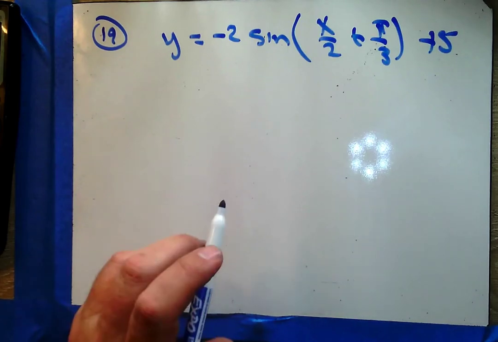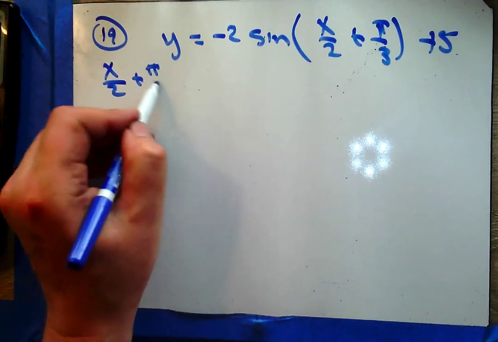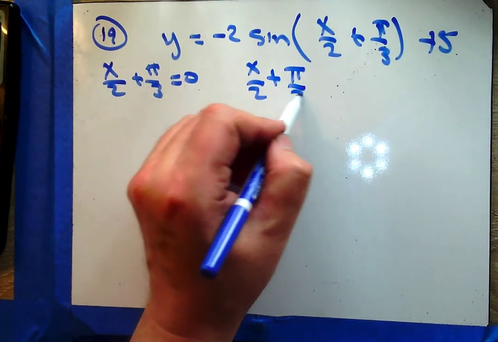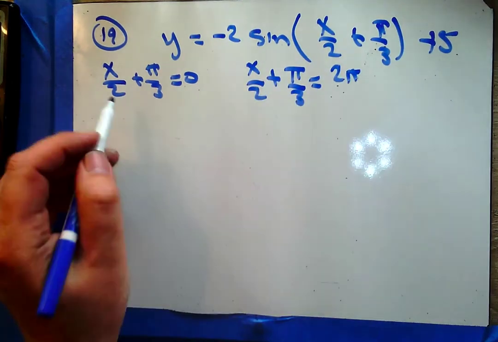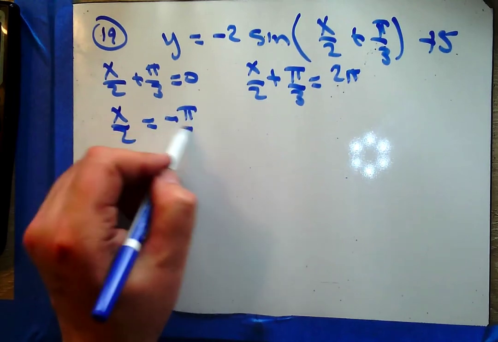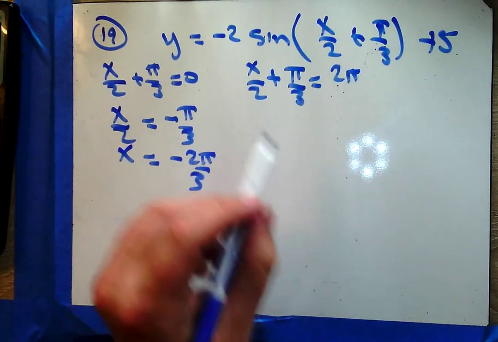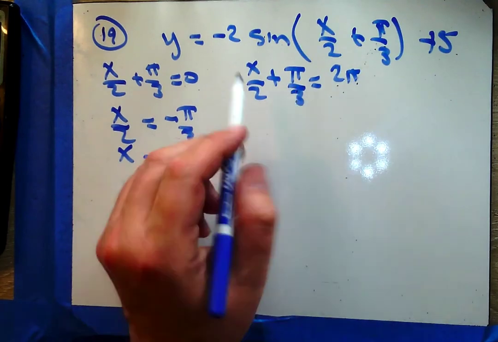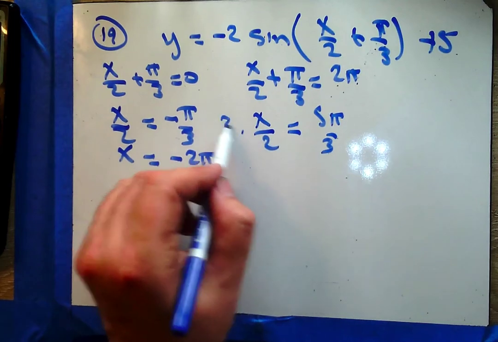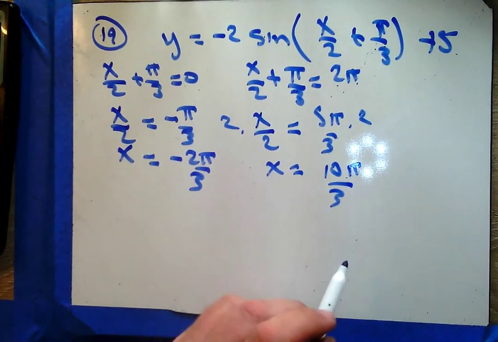I'm graphing one period, so I'm going to set the argument x over 2 plus pi over 3 equal to 0, and x over 2 plus pi over 3 equal to 2 pi. So here I get x over 2 equals -pi over 3, or x equals -2 pi over 3. And here, 6 pi over 3 minus 1 pi over 3 is 5 pi over 3. And then when I multiply by 2, I have x equals 10 pi over 3.